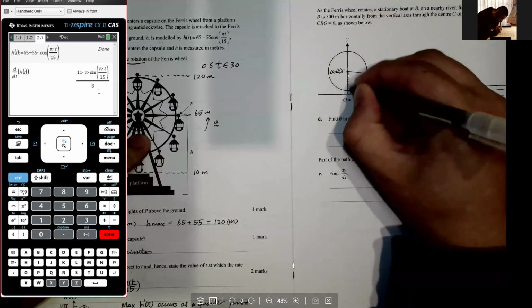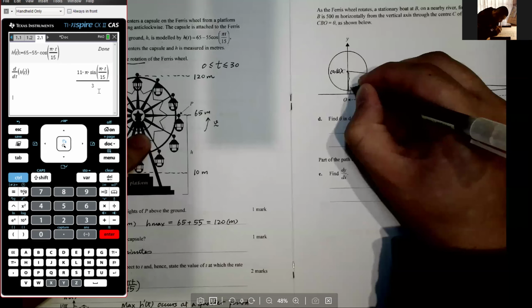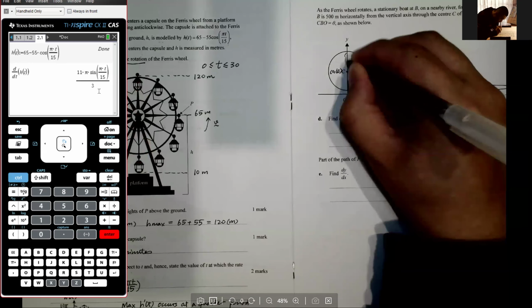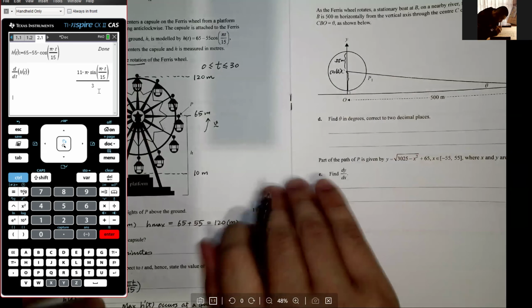So you need to draw a connection between these two diagrams. And how about the radius of this Ferris wheel? Well, look at this diagram. Basically, radius is 55 meters, right? That is the amplitude of the cosine function.